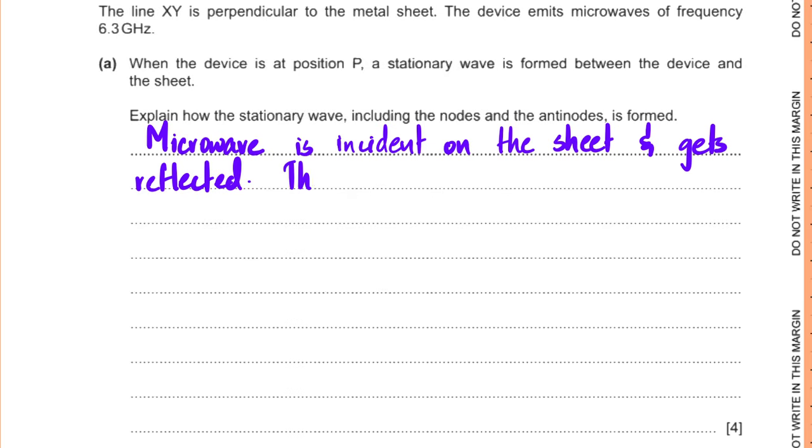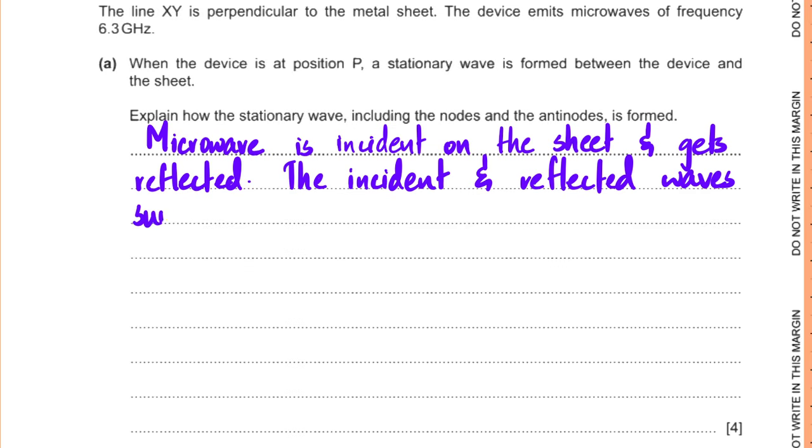The incident and reflected waves superpose, or you can say overlap, or you can say interfere, or all of these are acceptable. I like to say superpose. And then you have to talk about the nodes and the antinodes forming, right? So we don't know exactly what sort of a harmonic is forming here. So we need to talk about something very general.